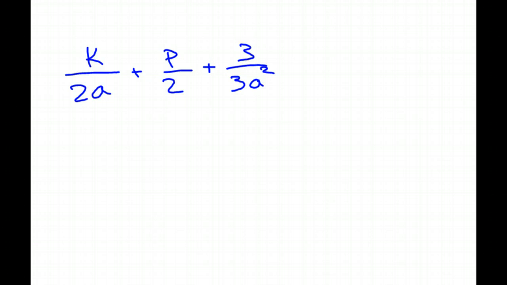So, how do I make this 2 a 6? Times it by 3. Do the same up there. All right, how do I make this a 6? Same thing. I make this a 6 by doing it times 2.